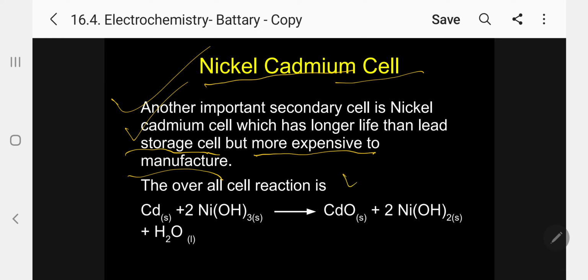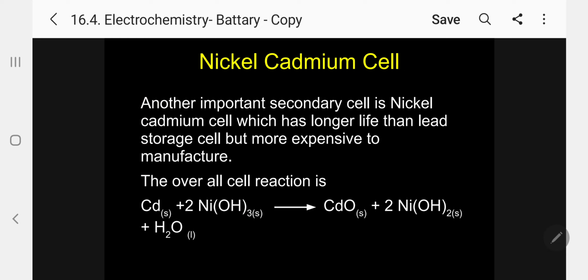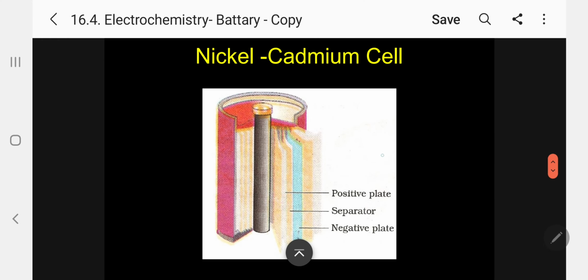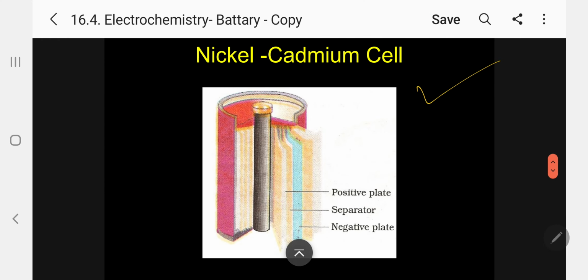The overall cell reaction is cadmium solid plus 2 nickel trihydroxide solid, giving cadmium hydroxide solid, then 2 nickel dihydroxide solid and water liquid. This is the overall cell reaction. So what you are seeing here is the nickel cadmium cell: positive plate, separator, negative plate, etc.